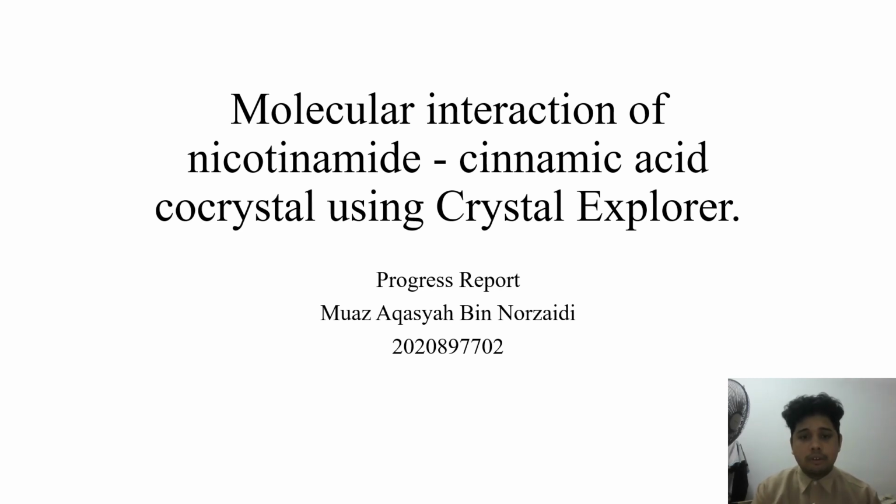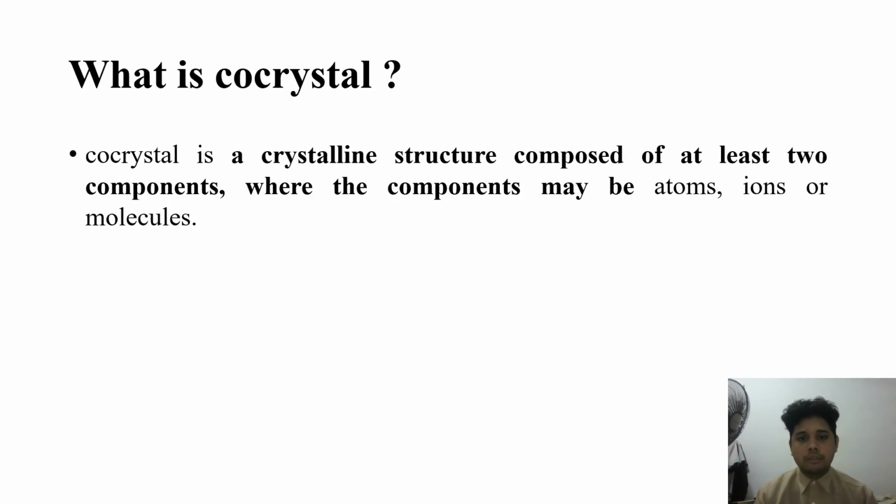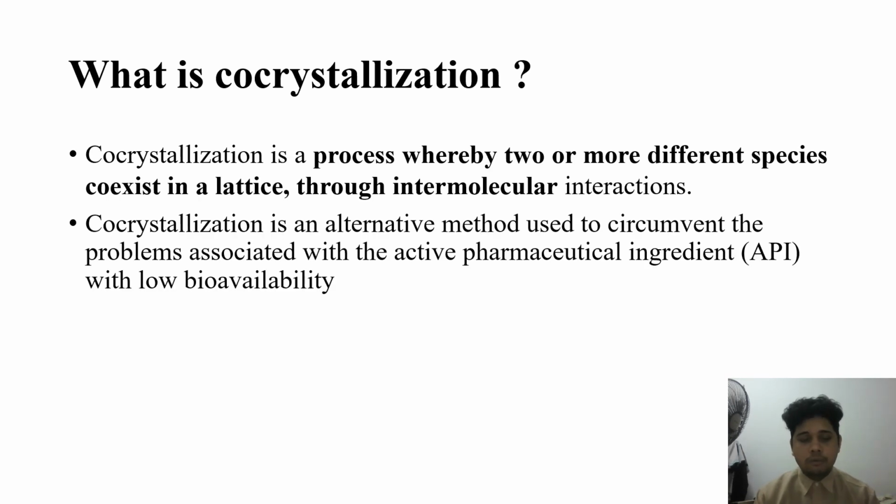The topic is molecular interaction of nicotinamide and cinnamic acid co-crystal using Crystal Explorer. First of all, what is co-crystal? Co-crystal is a crystalline structure composed of at least two components, whereas the component may be atoms, ions, or molecules. And next is what is co-crystallization. Co-crystallization is a process whereby two or more different species coexist in a lattice through intermolecular interactions.